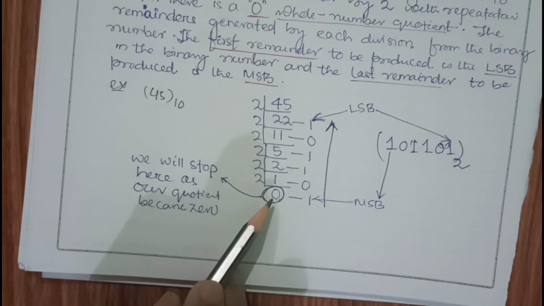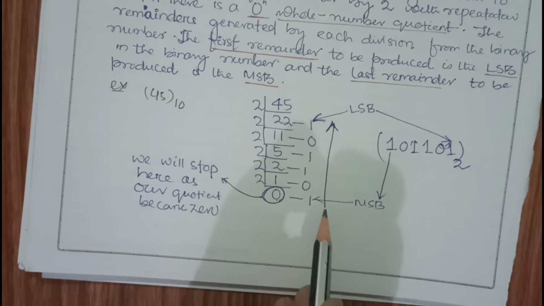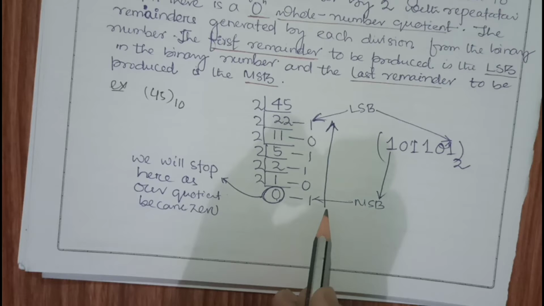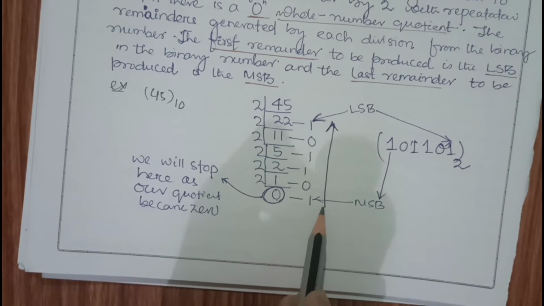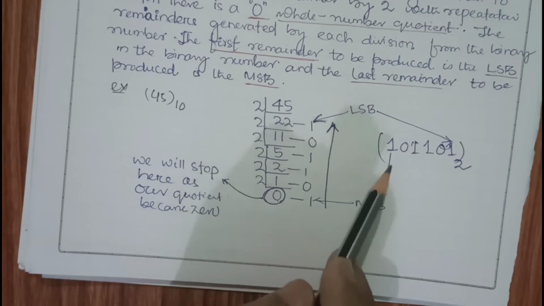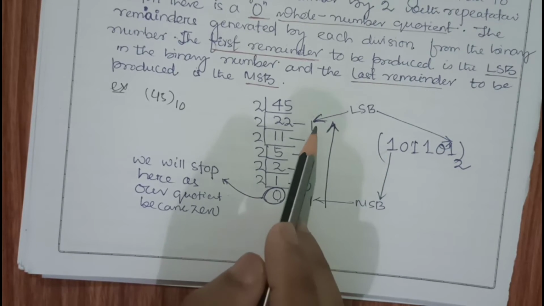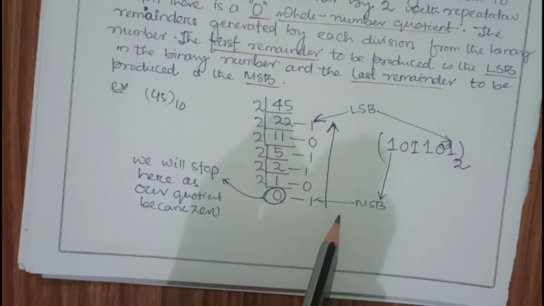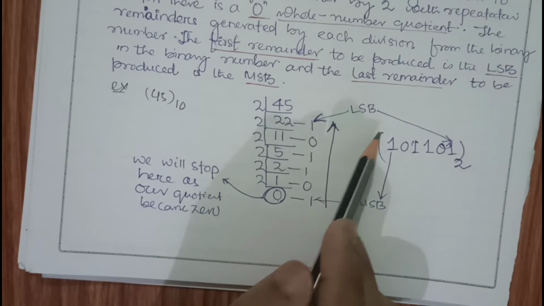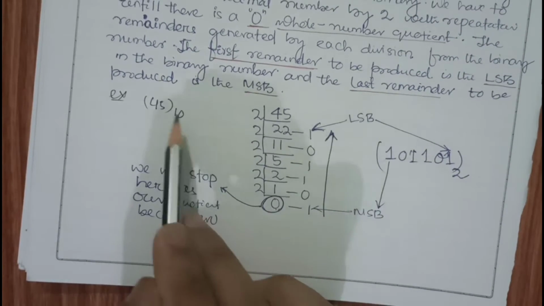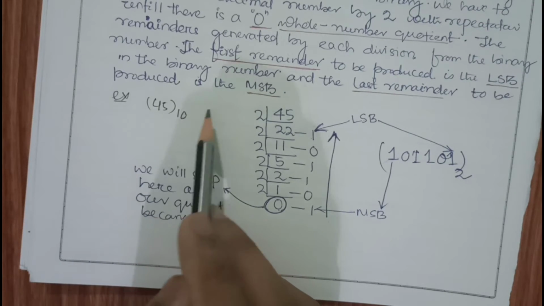Okay, you stop there when your quotient becomes 0 and take all the remainders from bottom to top, or this is called MSB to LSB, means this one is the first bit, this one is the last bit. So write in this order, bottom to top. That will give me the binary conversion of this decimal number 45. Are you getting or not?